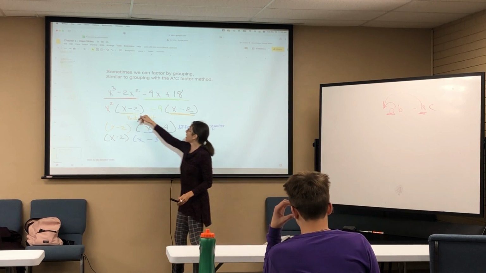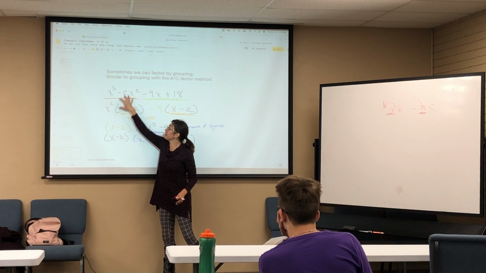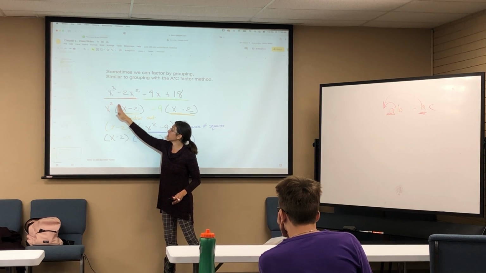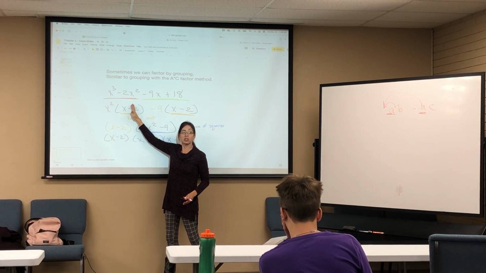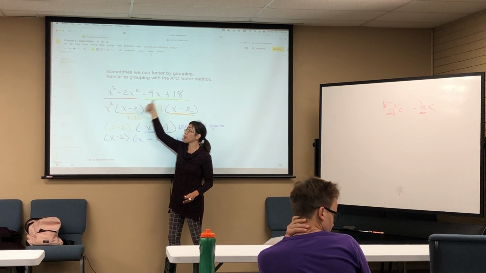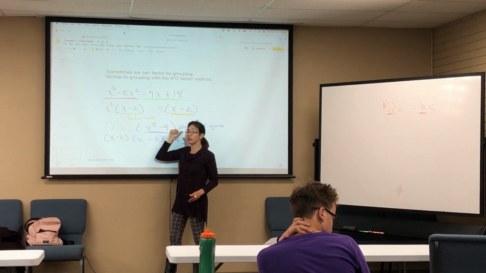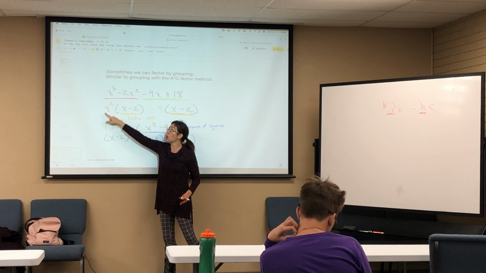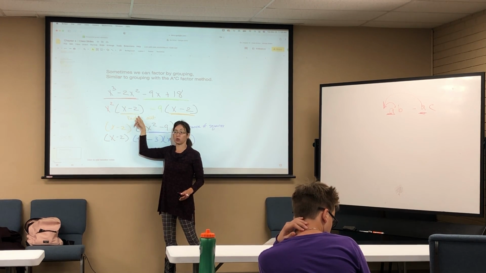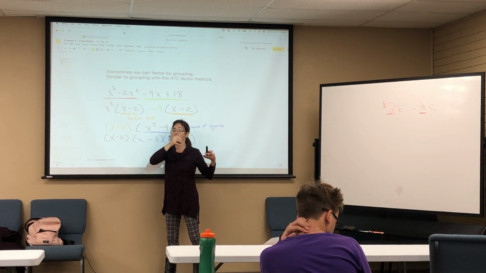So on this back end, with the red side, I got x squared times x minus 2. For me to go anywhere further with this on the green side, I have to end up with either an x squared or x minus 2, because I'm trying to pull something out of both of them.